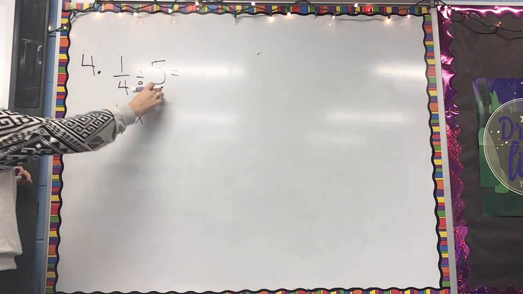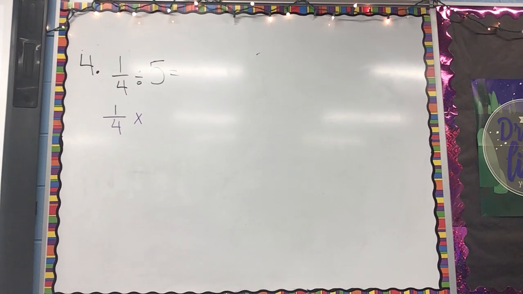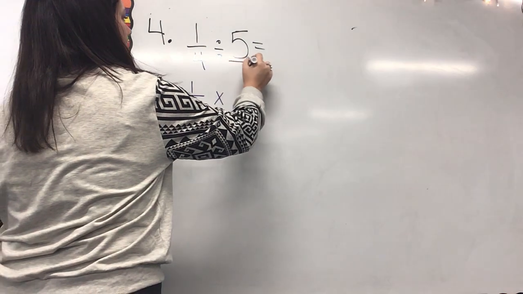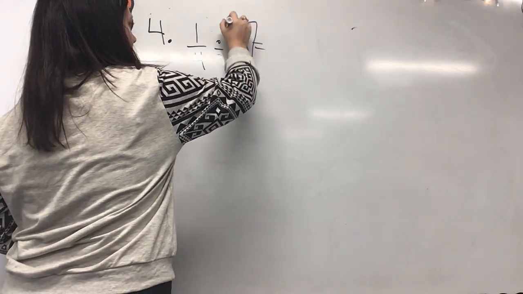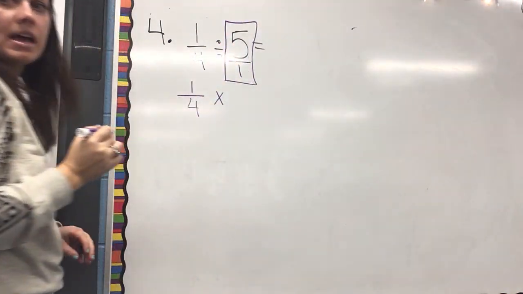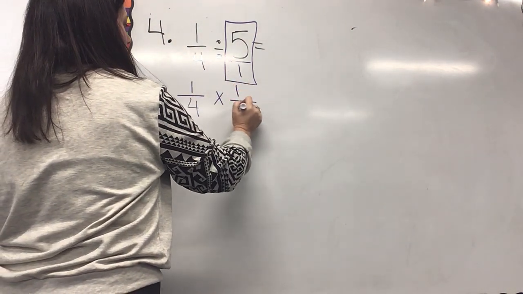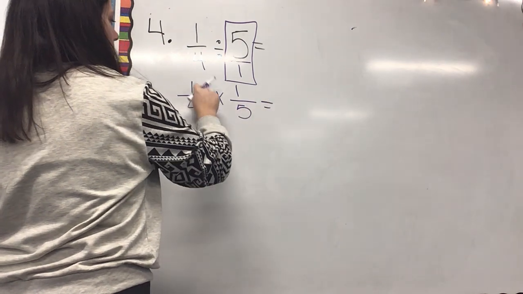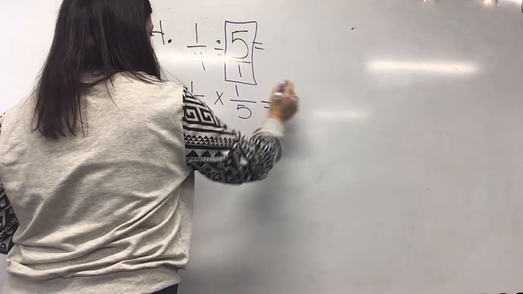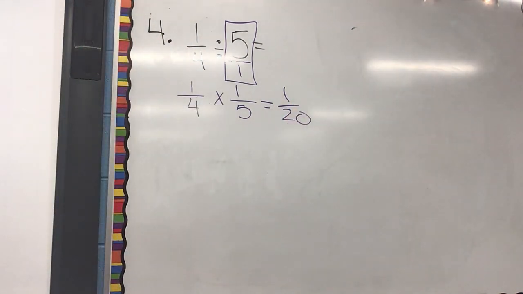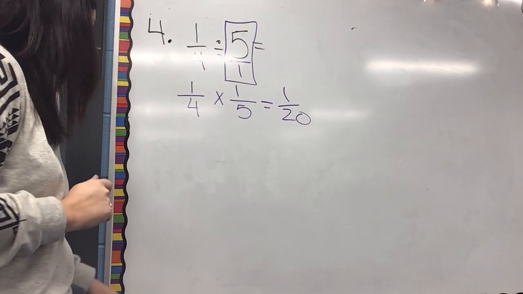But this is a whole number here. How do I make that whole number into a fraction? Put a 1 under it. And now, to find the reciprocal, I do what to it? I flip-flop it. So this now becomes 1 over 5. What's 1 times 1? 1. 4 times 5? 20. Are we done? Is that simplified? Yes.